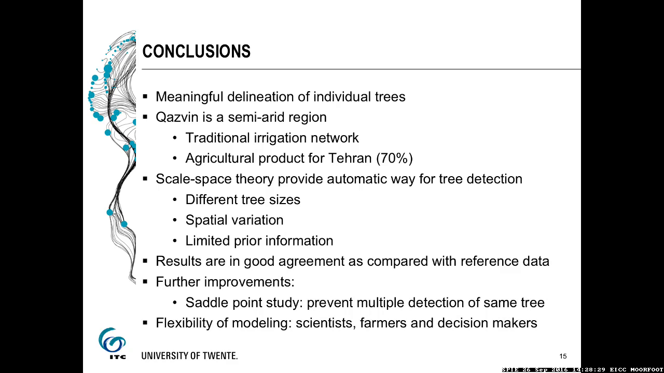But further improvements are needed for the saddle points, which are the local minima, to prevent multiple detections of the same trees, which bring false positive errors. And the flexibility of this modeling can be used by scientists, farmers, and decision makers.